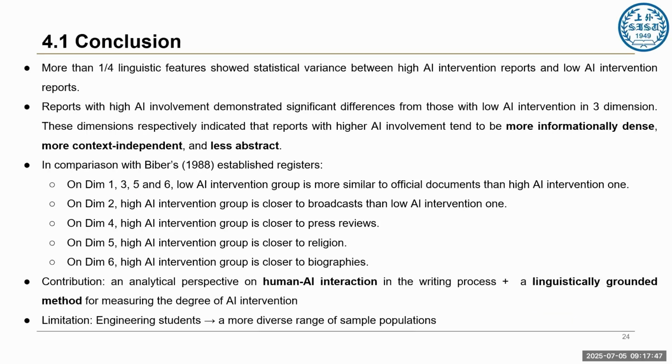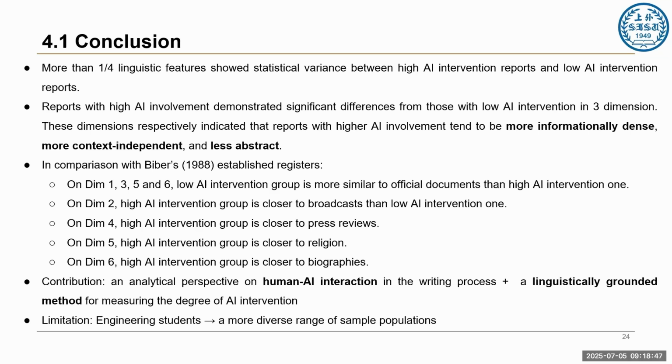and public verbs. So in conclusion, after we compared the linguistic features and the textual dimensions on these two different groups, we found that more than 1/4 of linguistic features showed statistical variance between high AI intervention reports and the low AI intervention ones. That means more than 25% of linguistic features can tell the difference between these two kinds of reports. And as for the textual dimensions, reports with higher AI involvement tend to be more informationally dense, more context independent, and less abstract. And the last one, we compared our reports with Biber's established registers. We found that on each dimension, the two groups of reports also have register variation.